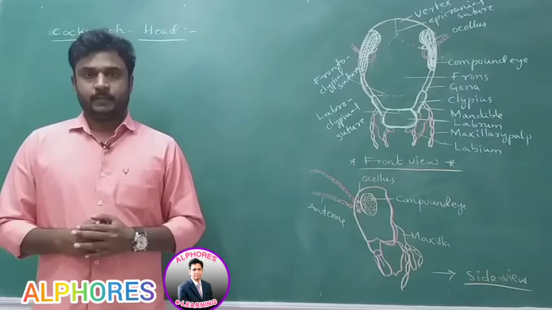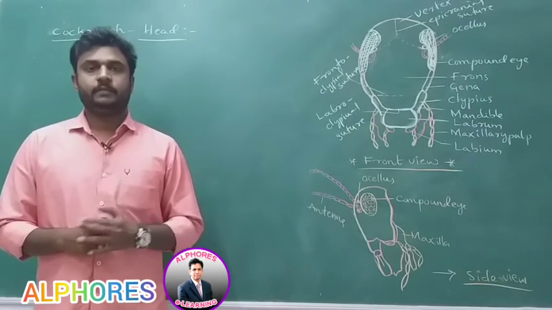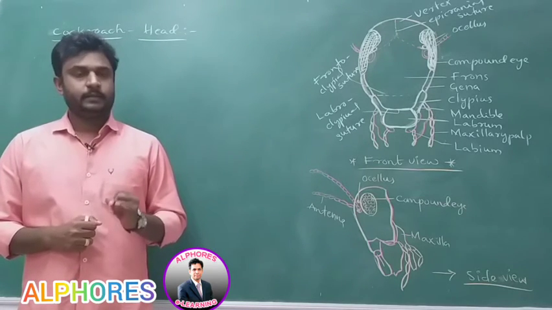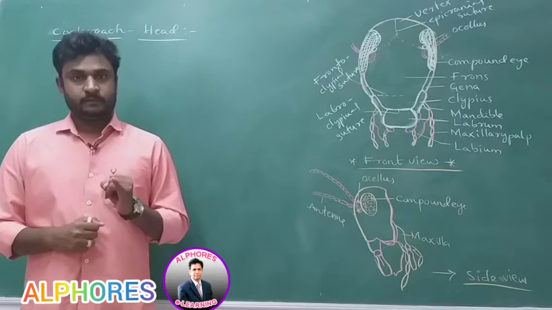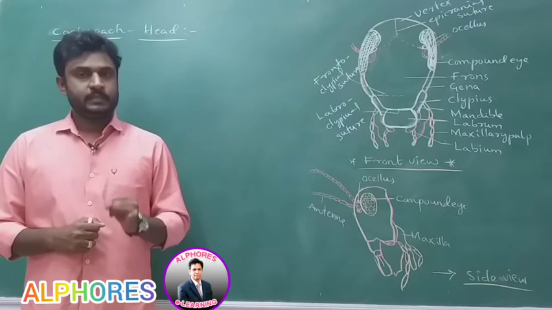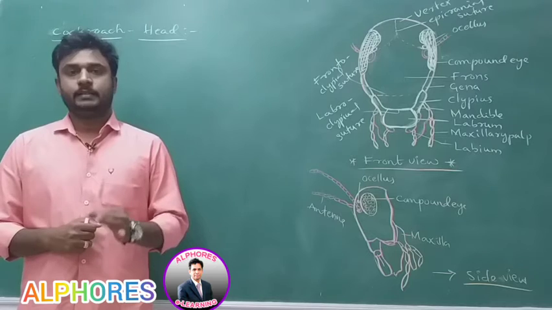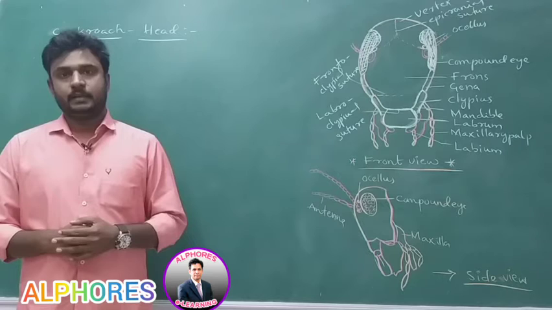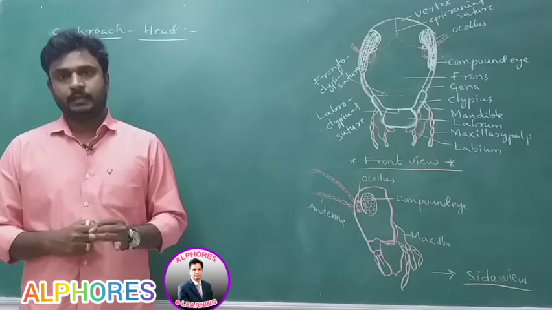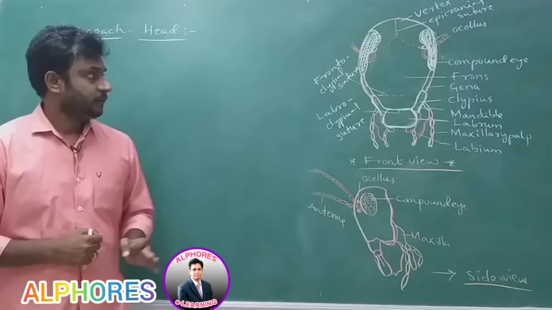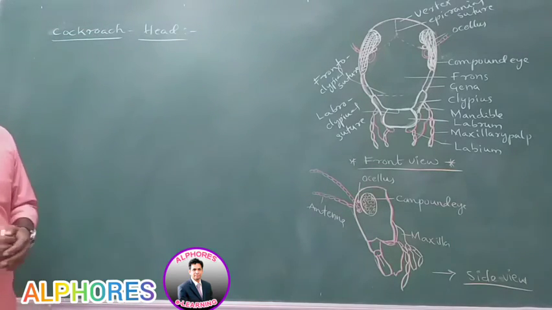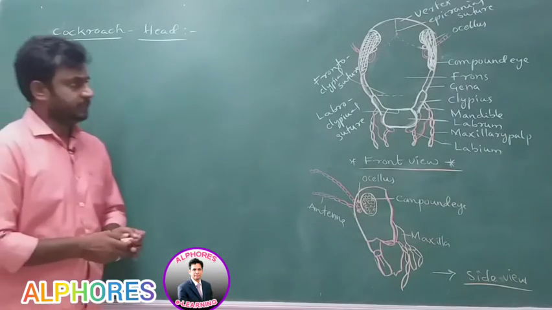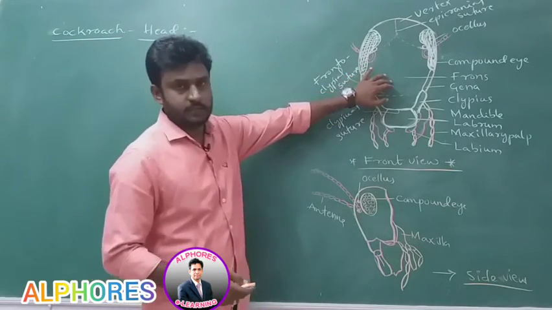Already we know that the body of the cockroach is divisible into three tagmata. What are they? Head, thorax and abdomen. The first tagma is called the head, the second is the thorax, and the third is the abdomen. So first, the head of the cockroach. The head is the first tagma of the cockroach.